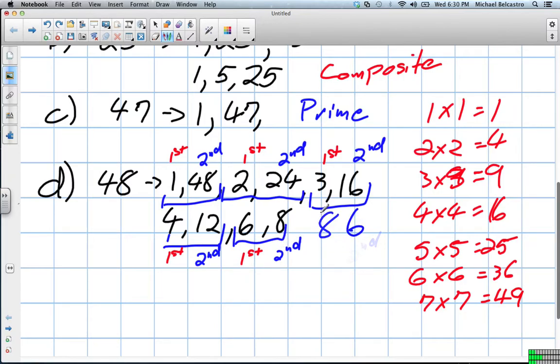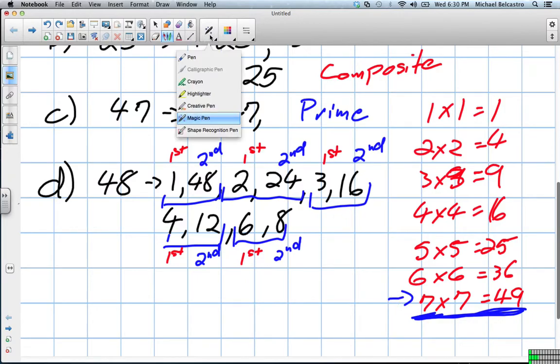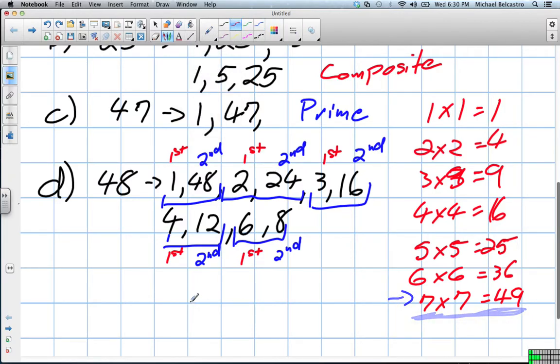So we don't want to repeat terms. That's why we use this little trick. It tells us what our final number is that we have to test for. Does that make sense? And then what type of number is this in the end? Composite. Good.